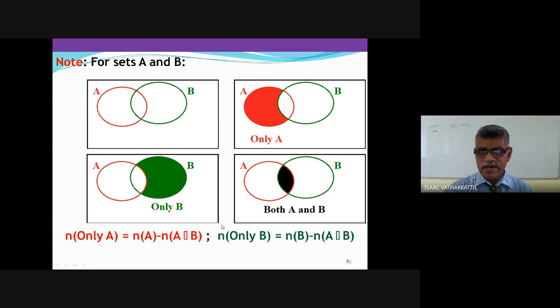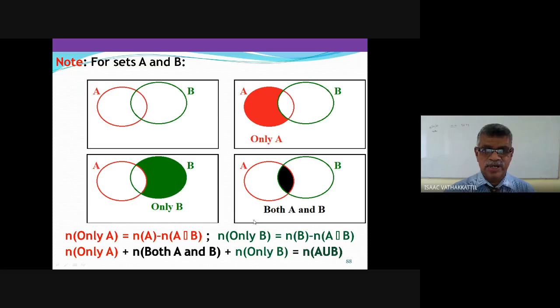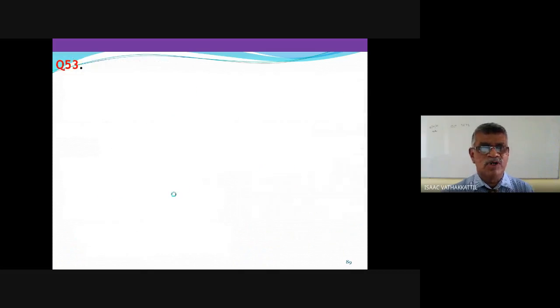And both A and B is in the intersection portion. That is number of A intersection B. Number of only A plus number of both A and B plus number of only B, that is number of A union B. Keep these things in your mind. But if you have the diagram very clearly in your mind, all the formulas will come automatically.